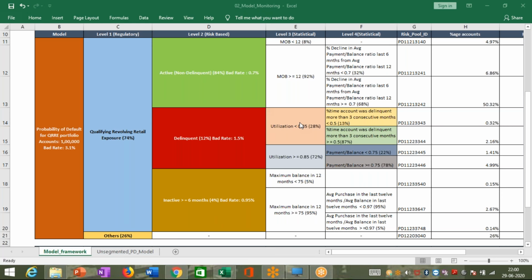I'll talk about decision trees separately. But first, let's get an idea about the segments and their characteristics, how to interpret the segments and how to validate them. Then I'll talk about decision trees separately. I'll come to your question. So any other questions?